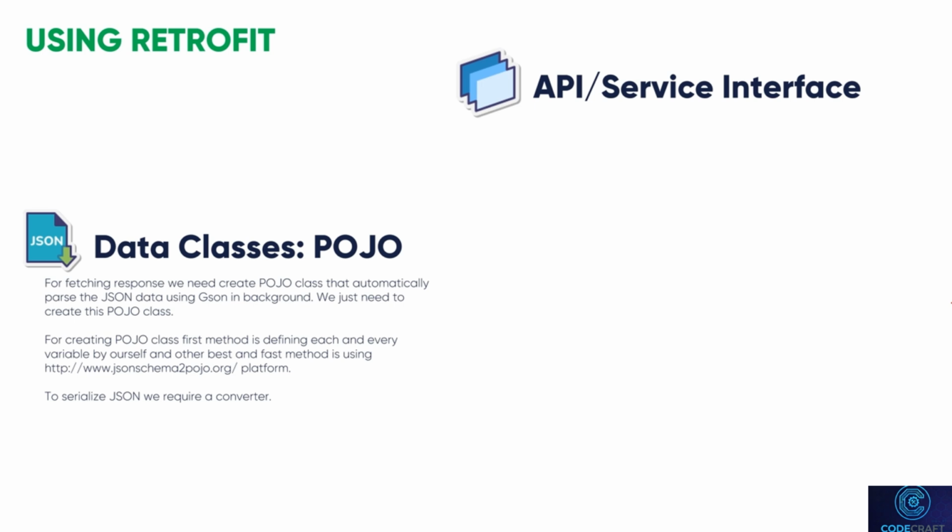The second part, or the second step, is to create the API service interface. In Retrofit, an API or service interface is a simple interface that defines the endpoints, HTTP methods like GET, POST, PUT, DELETE, and the structure of the network requests to a REST API. Each method in the interface represents a specific API endpoint, and Retrofit will generate the necessary code to handle the network request and response processing.